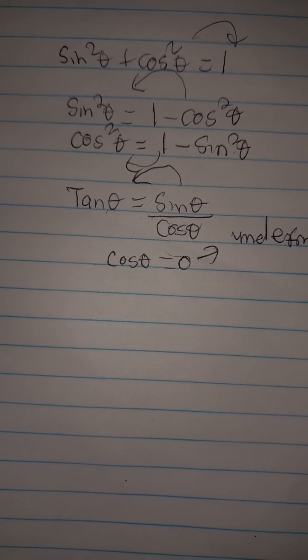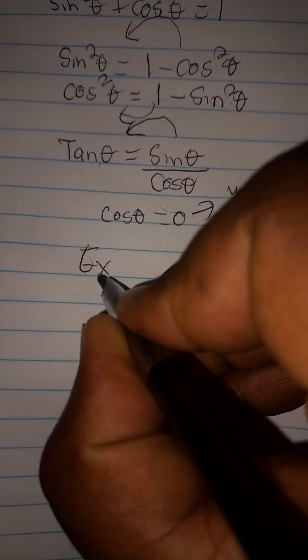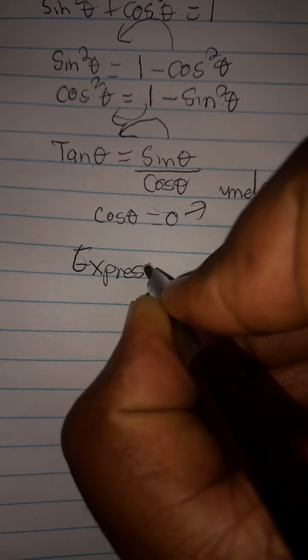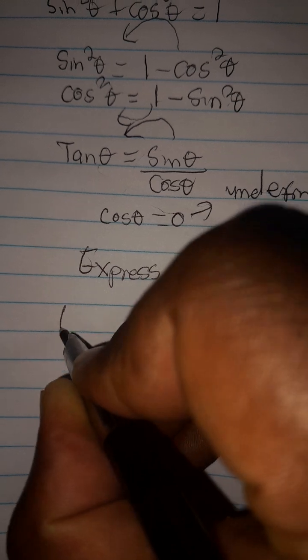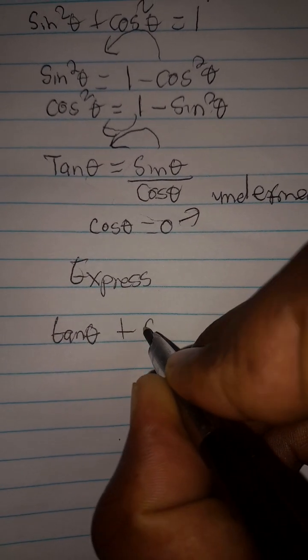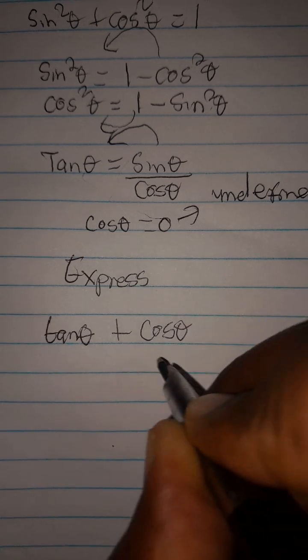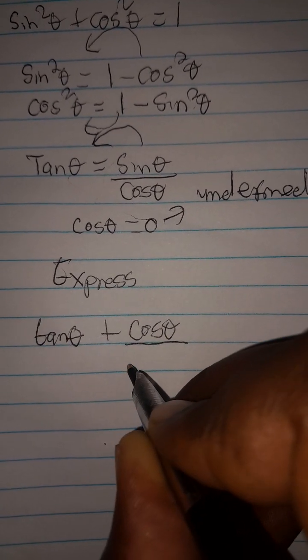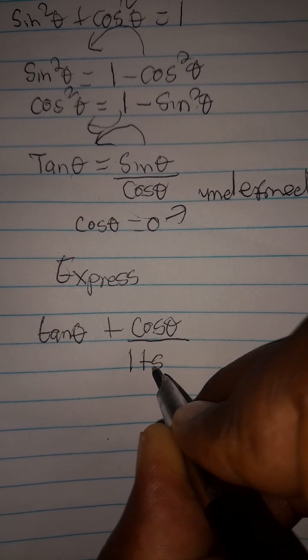These are the two most important identities. Let's look at our practical examples that will help us. Consider you are to express, let's say they say express the following: tan theta plus cos theta divided by 1 plus sine theta.